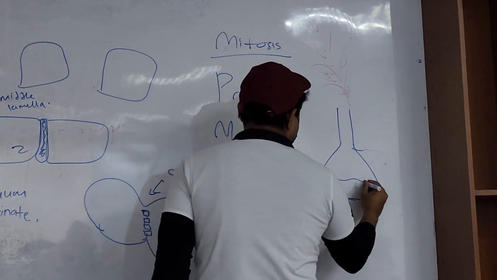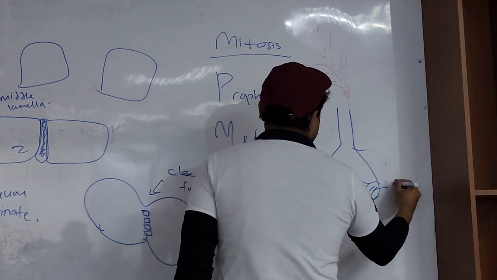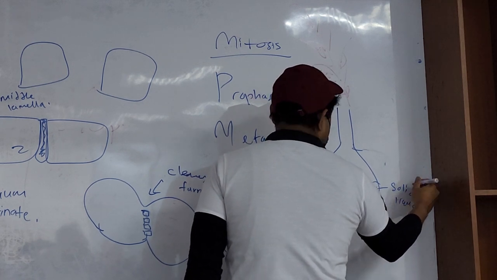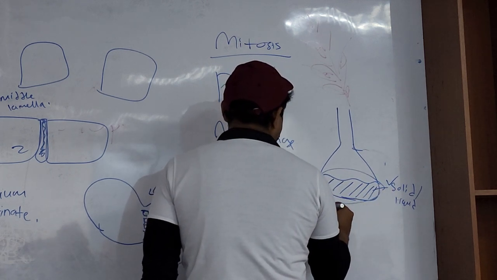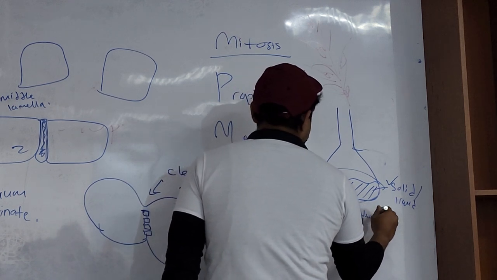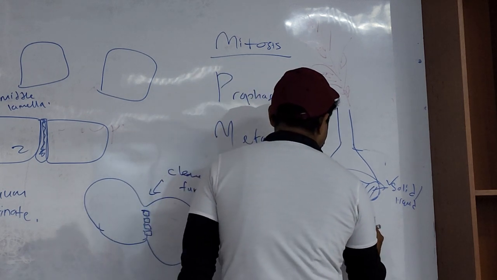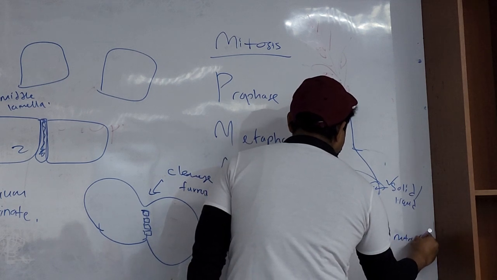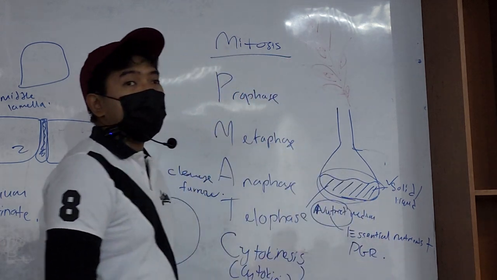And then you have your nutrient medium here. Most of the time it's a solid, but it can be liquid as well. But let's take solid for now. So this is called nutrient medium. So all the essential nutrients plus PGR, plant growth hormones.